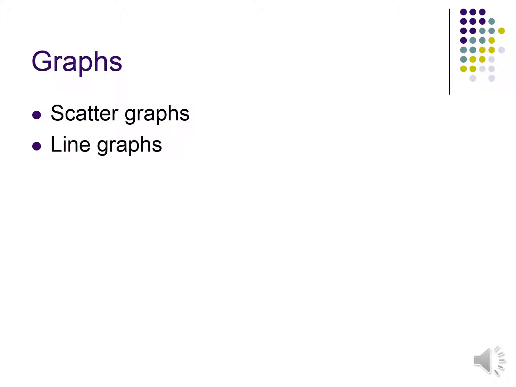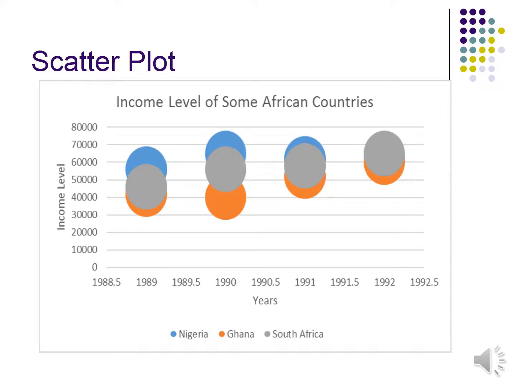So having said that, we go into graphs. We have the scatter graphs and we have what we call the line graphs. The data that we have used in explaining our previous charts is what will be used in this particular explanation. The first one will be a scatter graph. And if you look at this one, I'm using the income level of African countries. You see the axis, the Y and the X axis, they all have their titles. There is a title for the African country, which is tagged income level of some African countries.